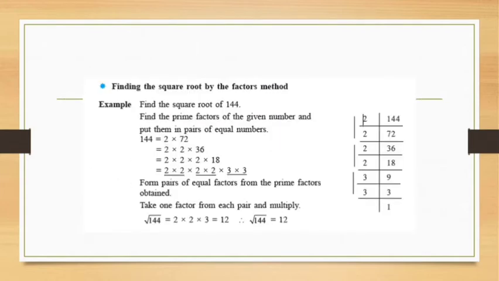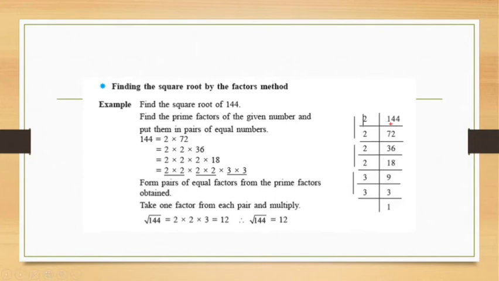Then, let's see the method to find the square root. This method is called the factor method. This year we are going to study the vertical factor method. Vertical because this is from up to down, that is why it is known as vertical. And this is from left to right, so it is horizontal. Let's see. Find the square root of 144.